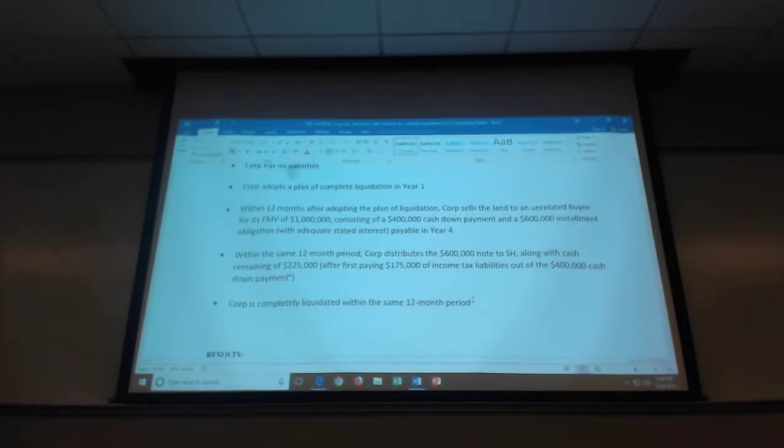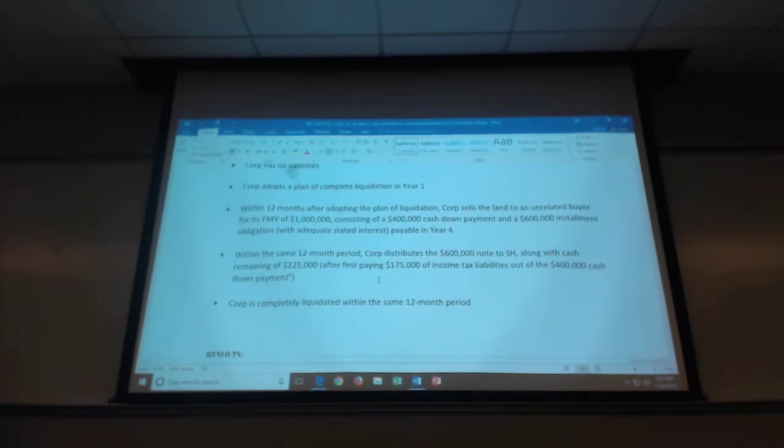So during the 12 months after the plan of liquidation is adopted, we're assuming that the corporation distributes this promissory note to the stockholder along with its remaining cash. Now, how did I come up with this $225,000 number? Corporation sold the land for $400,000. Well, this is sort of an arbitrary number, but I wanted to make it somewhat realistic here.